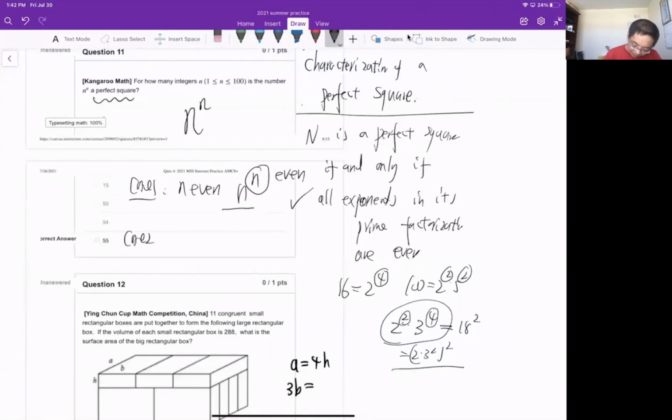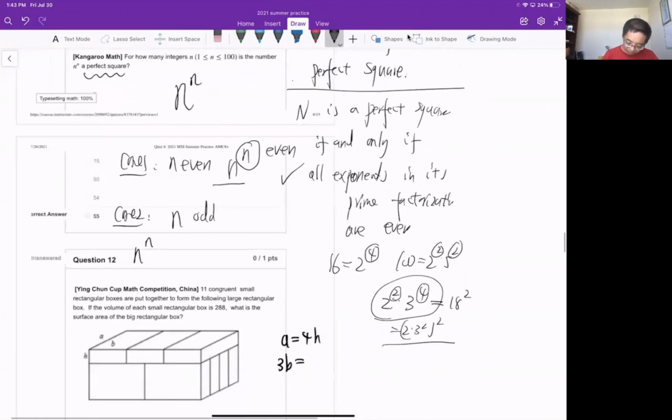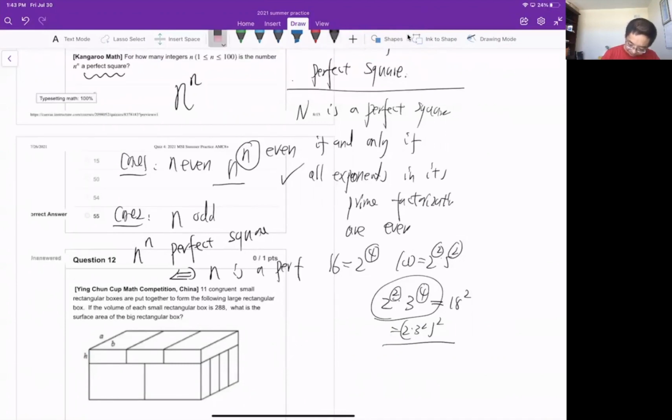And now case 2. Even numbers are automatically fine. Now, how about n odd? If n is odd, we have n to the n. How can we guarantee that this is a perfect square? In other words, if I look at the prime factorizations, how can I guarantee that the exponents are even? For this to be a perfect square, we must have that n itself is a perfect square.